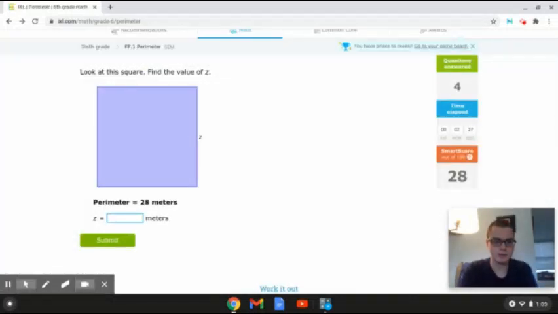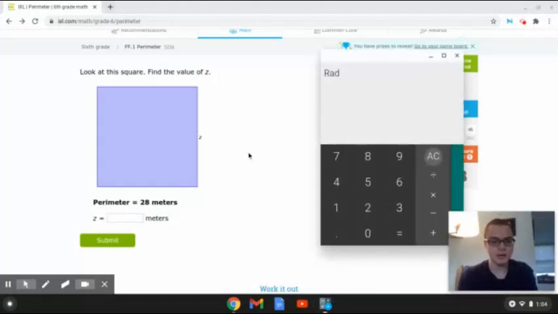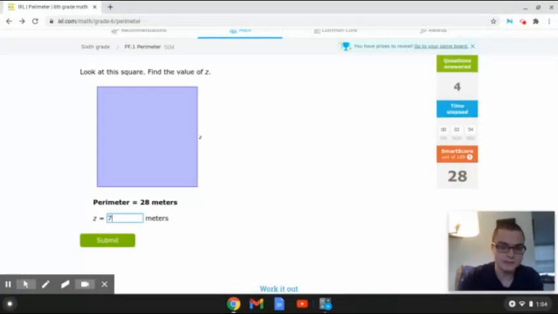Alright, so this first problem reads, look at the square and find the value of z. So as we can see here, the perimeter of this square is 28 meters. Okay, so we are given the perimeter in this problem, and we need to figure out the side. And the way that we're going to do that is by taking 28 and dividing it by 4 because a square has 4 equal sides. So 28 divided by 4, that will give us 7. So z is equal to 7 meters because the sides of the square are all 7 meters, and 7 times 4 will give us 28. And that is how to solve this problem.